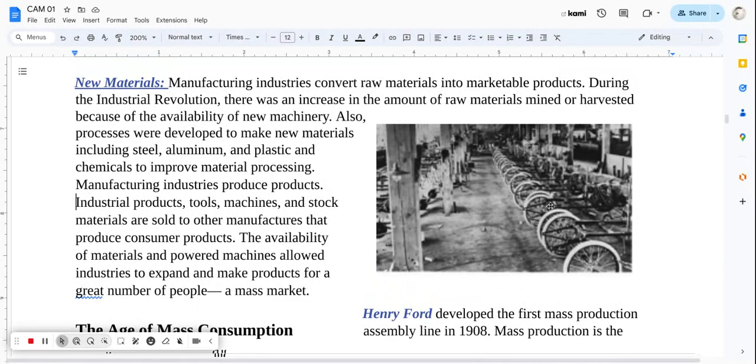Here we see all these bicycles, and this picture is attributed to Henry Ford. First developed mass production in the form of the assembly line in 1908. So this is the precursor to the modern robotic assembly line, which was done with people in only 1908.